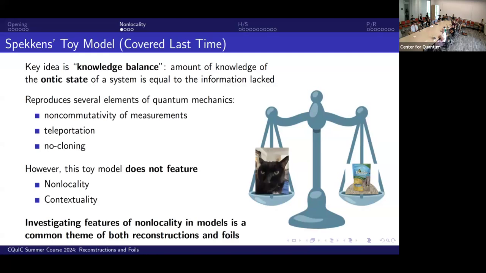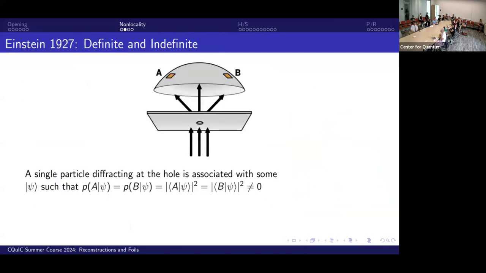Now, Spekkens' toy model, we know, or at least we should have learned, reproduces several elements of quantum mechanics. You have quantum teleportation. We have no-cloning. However, notably, Spekkens' toy model does not reproduce these ideas of non-locality and contextuality that appear in quantum mechanics. Now, for my part of the talk, I'd like to focus on non-locality as a theme because it's one very common recurring element in reconstructions and proposals.